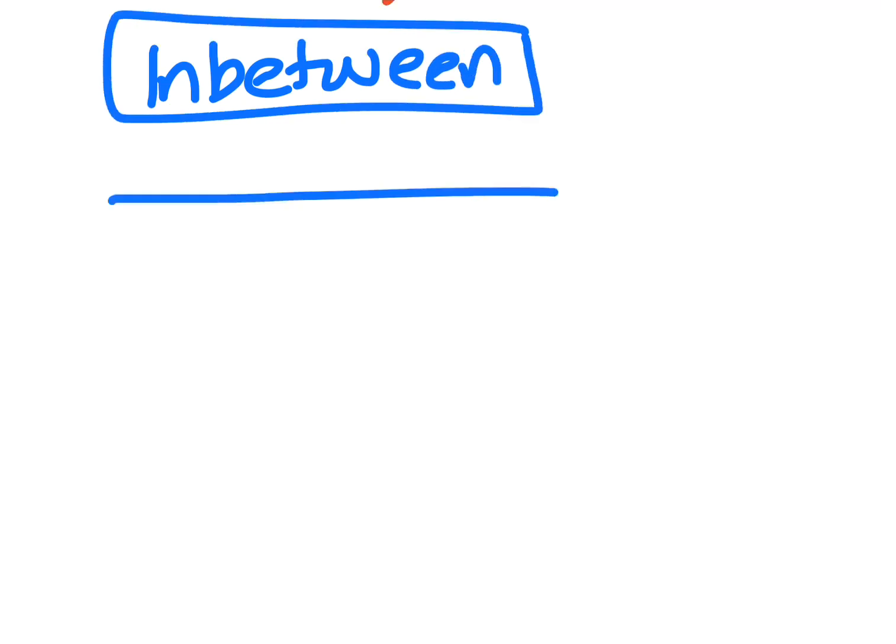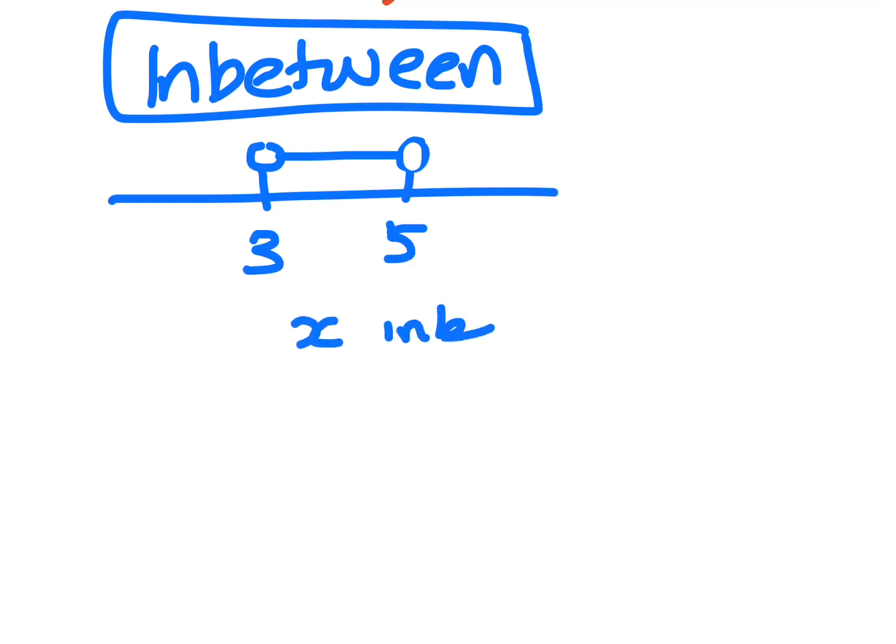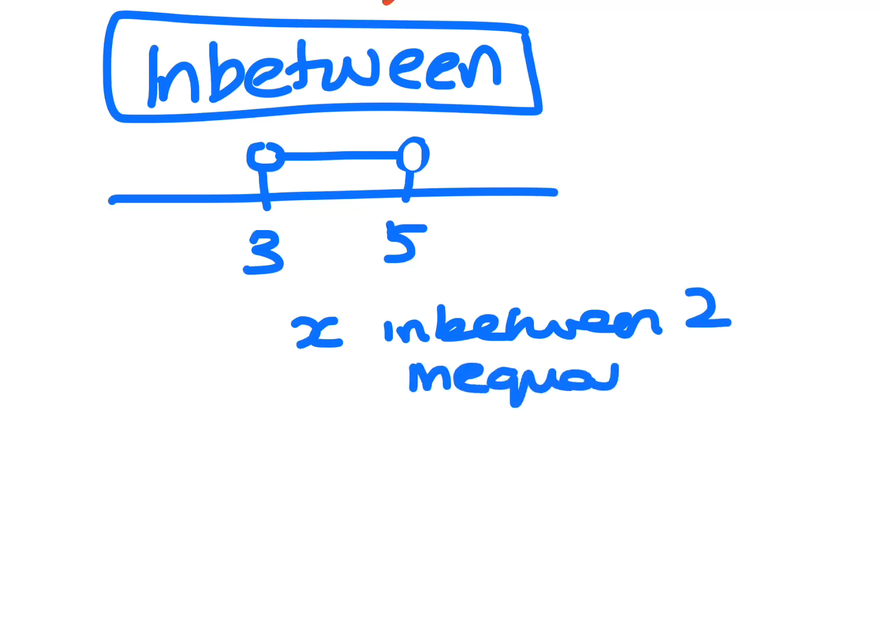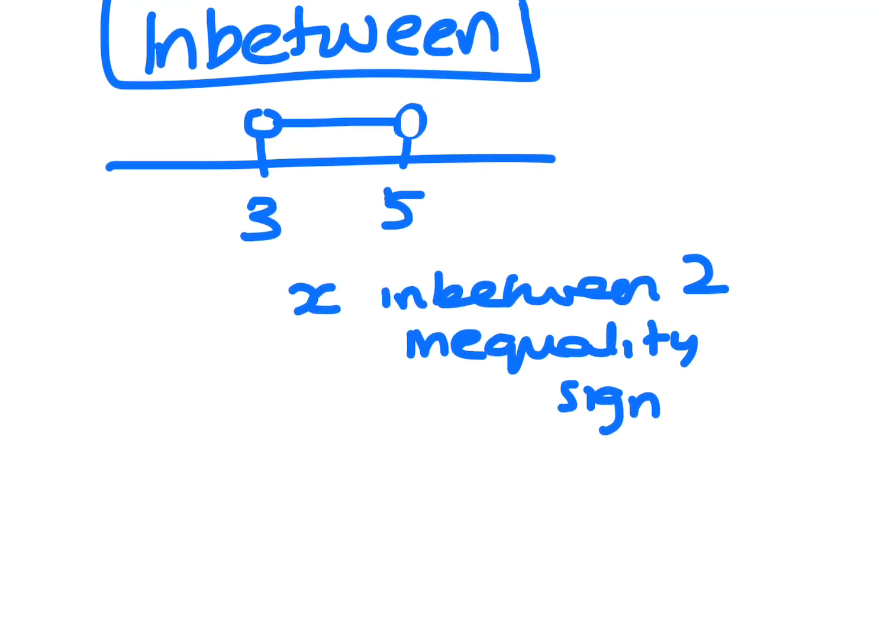Now, how do you do in between? Okay, so if you have a solution that is 3 and 5, and let's say open circle, it ends up being in there, so it can't equal either of those two numbers, then that means an in between. So what you do is you write x in between the two inequality signs, because the x lies in between these two values.